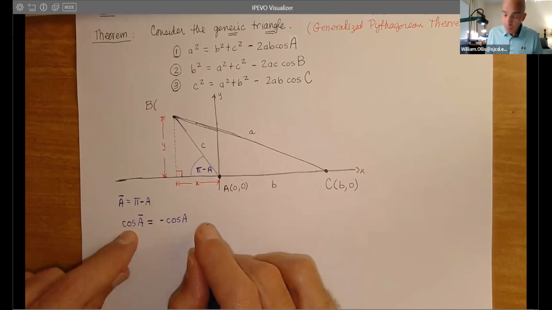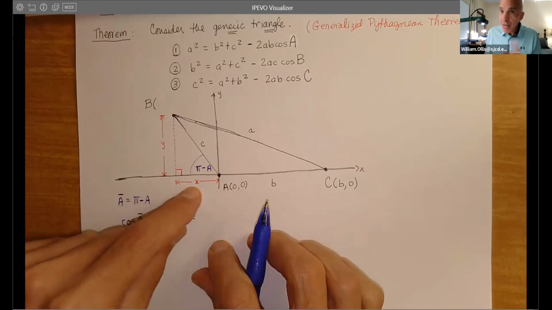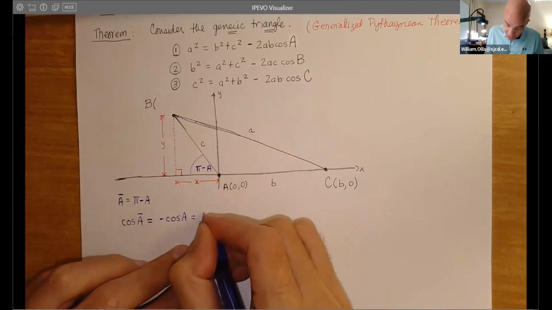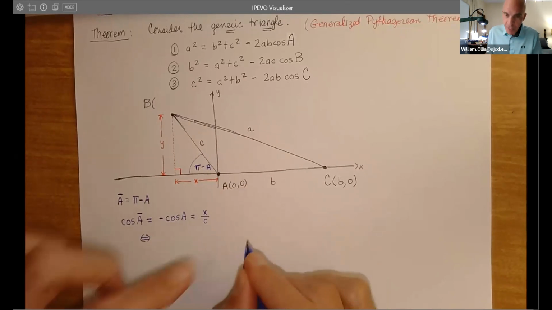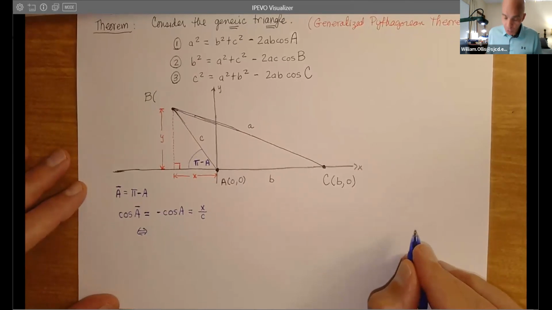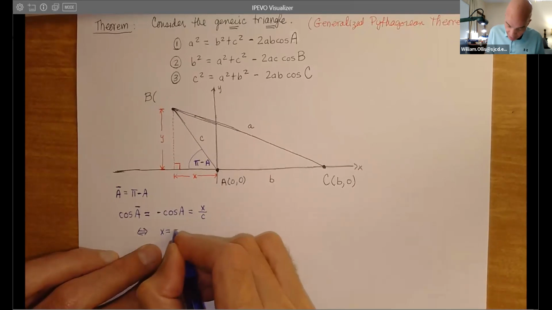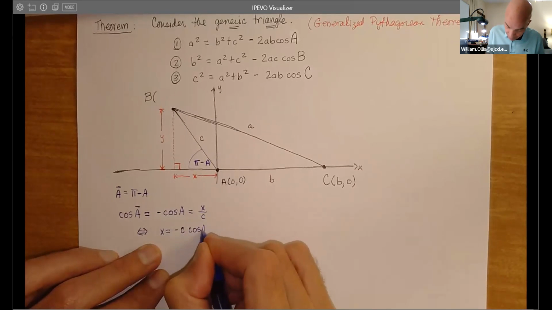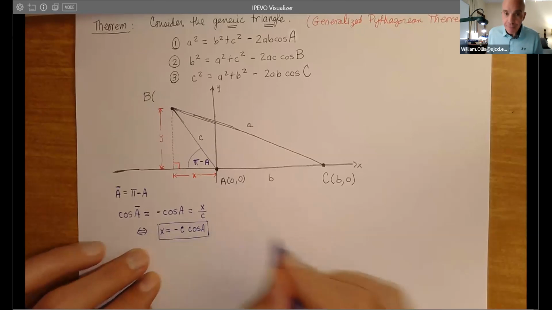So these are equal. And then the cosine of A in terms of the triangles will be adjacent over hypotenuse. So this is x over c. So very simple, but very important, using the arithmetic of the unit circle. And so now we see x equals negative c times cosine A. So that gives the x coordinate of the B vertex.